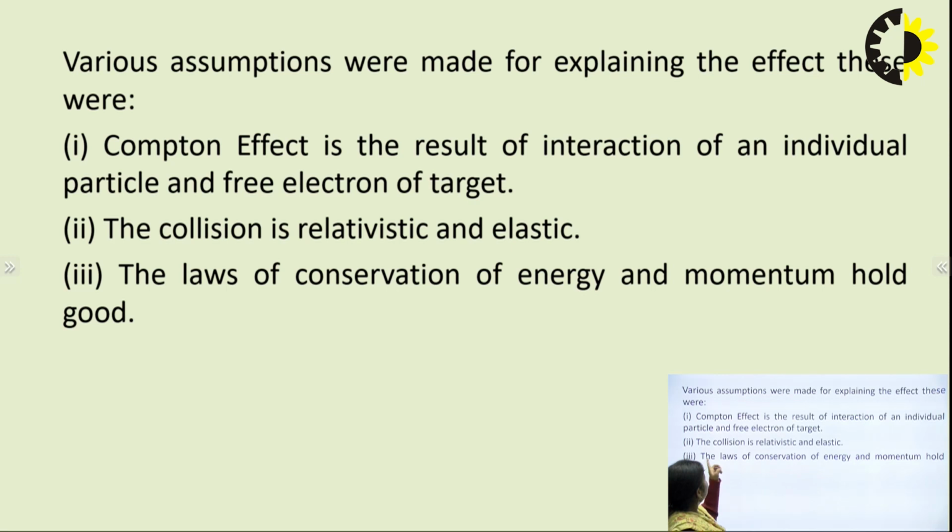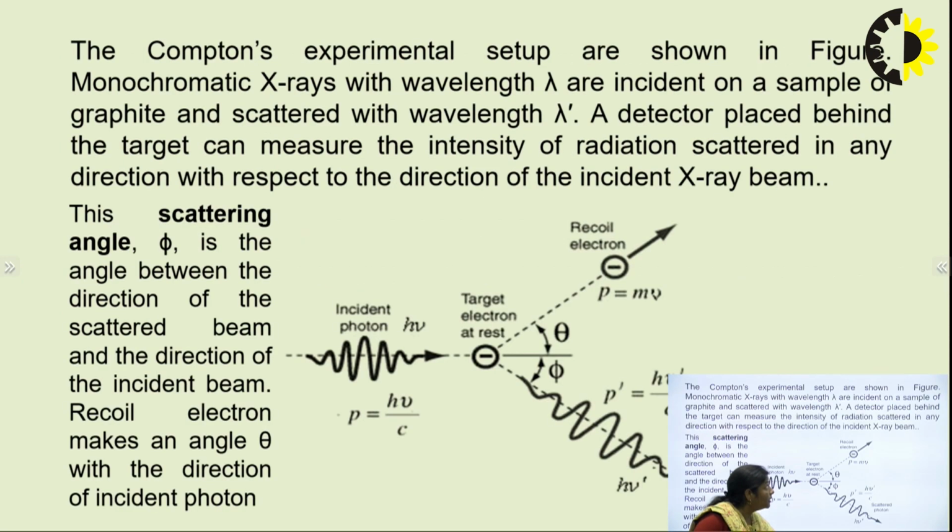Then the next assumption which he has used is that the collision between this photon of the incident beam and the electron of the target material is relativistic and elastic. Then the third assumption, he said that the laws of conservation of energy and momentum hold good in this interaction. So these are the assumptions on the basis of which he has theoretically explained the Compton effect.